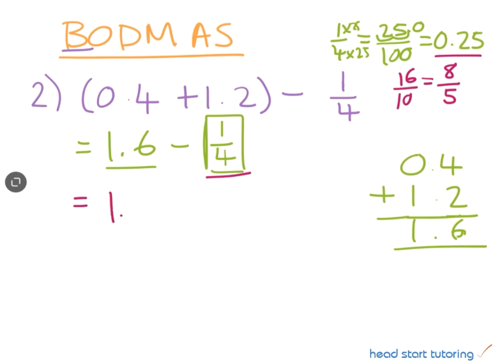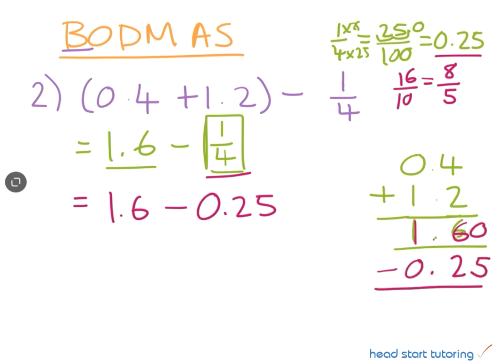So it's actually easier to work with 1.6 minus 0.25, and we can work that out on the side. We've got our 1.6 there, and we minus 0.25, we put in our placeholder and we work it out. So we borrow 1 from our 6, we carry it over. 10 minus 5 is 5, 5 minus 2 is 3, bring down our decimal point, 1 minus 0 is 1. So we end up with an answer of 1.35.